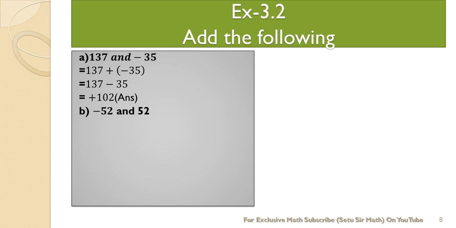Next math, minus 52 and 52. As you can see, minus 52 plus 52. I can see plus and minus, that would be minus. Then you can see you have 52 and you lost 52. So what do you get? You will get 0.